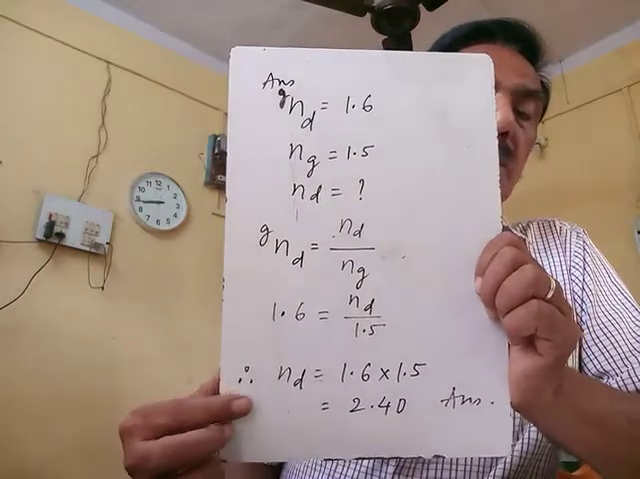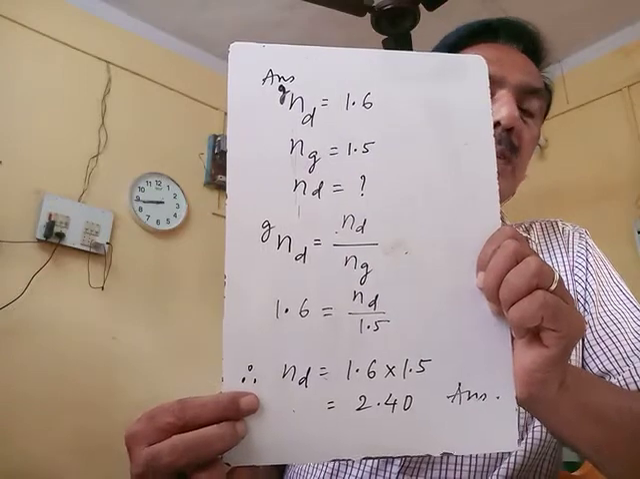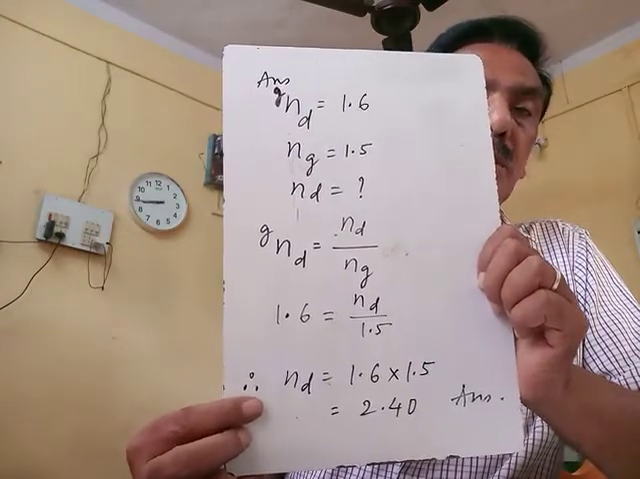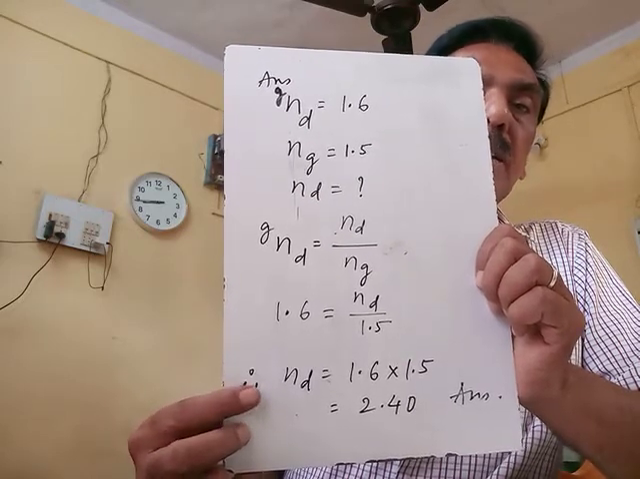So after calculation, the refractive index of diamond is equal to 1.6 into 1.5. So that is 2.40. So this is the refractive index of the diamond, or you can say the absolute refractive index of diamond.